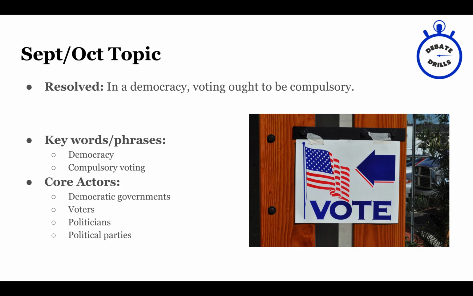I've also listed below some core actors to think about in doing your research. These are the stakeholders that would be most affected by the implementation of a compulsory voting policy. That would be democratic governments, voters, politicians, and political parties within those governments.